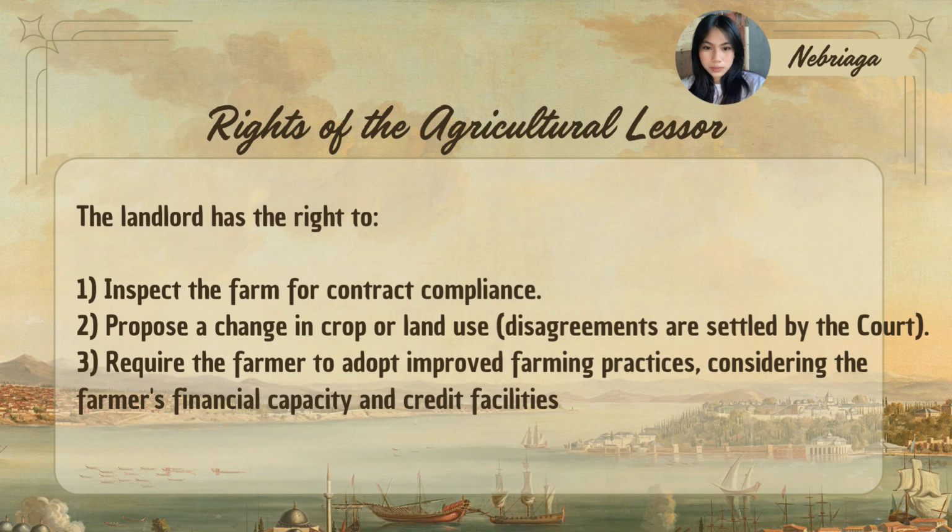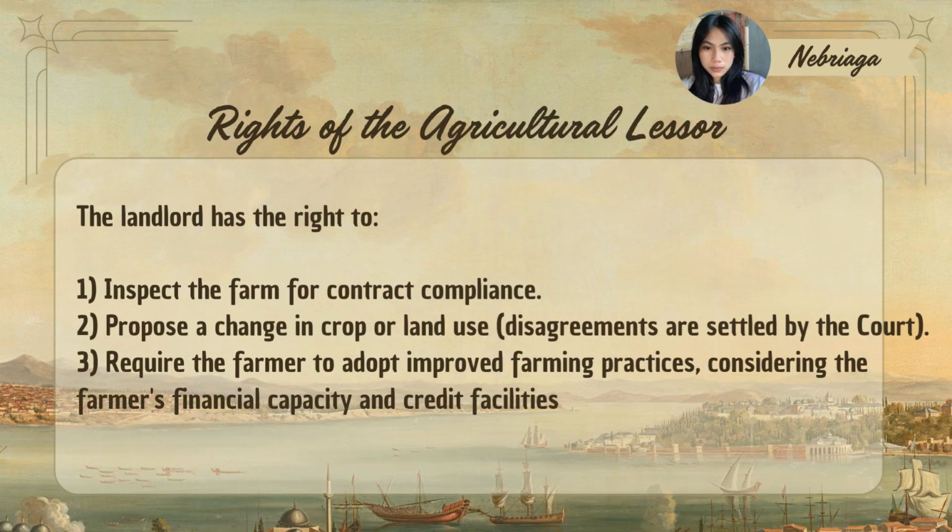Rights of the agricultural lessor. The landlord has the right to: number 1, inspect the farm for contract compliance. Number 2, propose a change in crop or land use. Number 3, require the farmer to adopt improved farming practices considering the farmer's financial capacity and credit facilities.